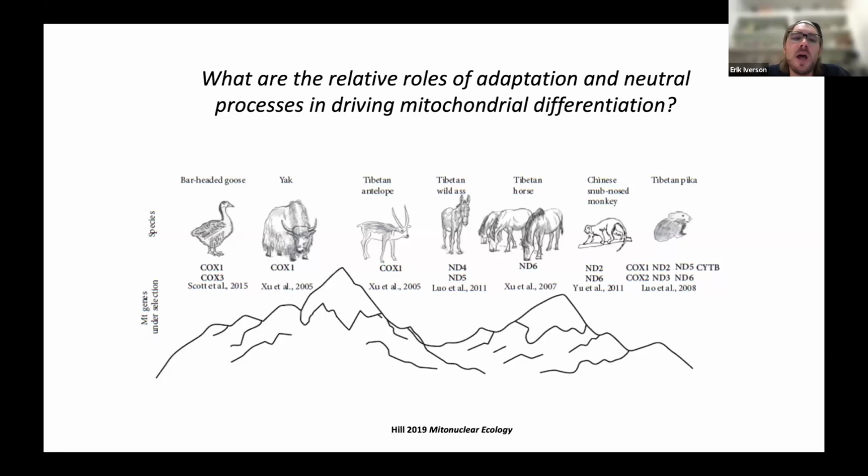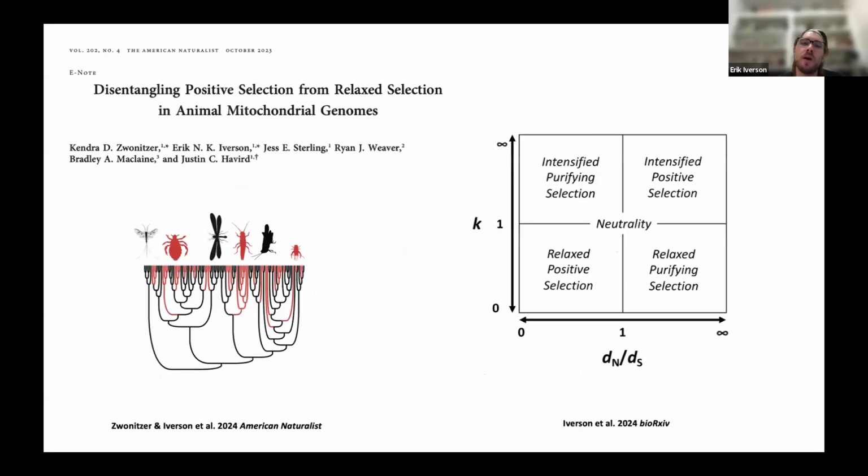the mitochondrial genome. For instance, the dN/dS value, which is the ratio of non-synonymous to synonymous substitutions, is often claimed to be higher. And in all these species, high elevation species have shown some evidence from dN/dS ratios for adaptation in the mitochondrial genome. So we wanted to ask, actually, what is the relationship between adaptive and neutral processes in the mitochondrial genome overall?